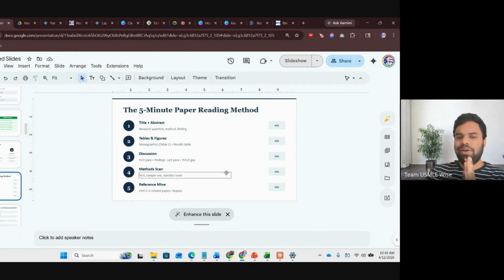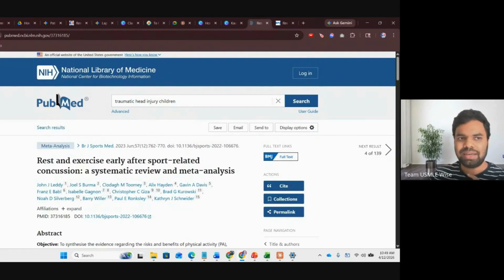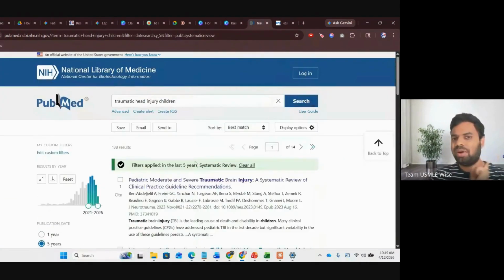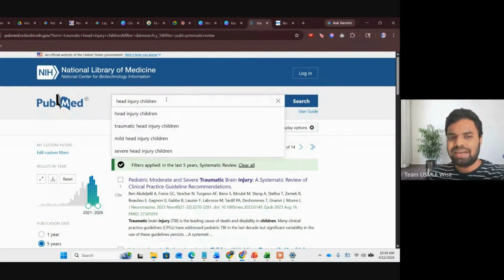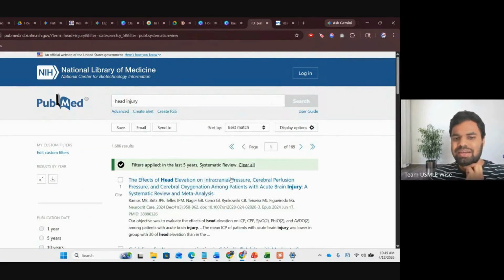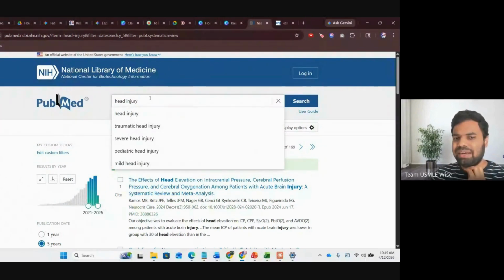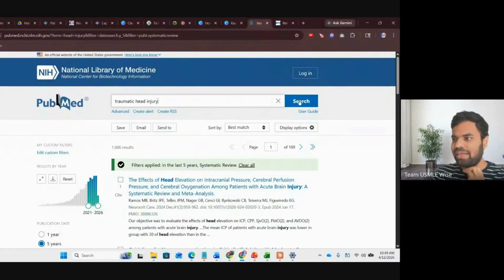Okay, so what you did was you went to PubMed, you had your top 3 topics, or top 3 patients that you're seeing in your clinical practice. For Saket, he said it was head injury. And then when he said head injury, there were a lot of papers we saw, right? And then we went a little bit more specific. We said traumatic head injury.